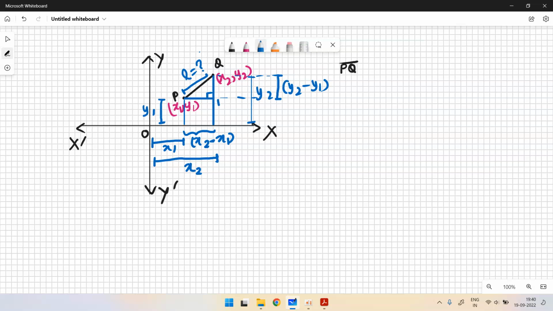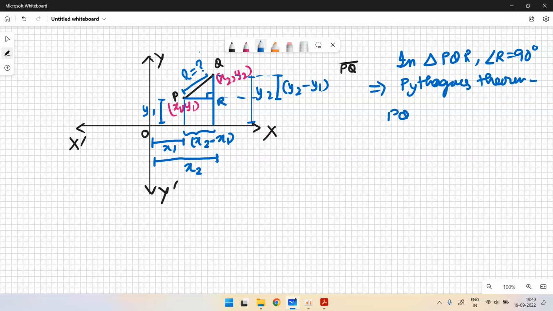Now you can see that this is a right triangle. Let us suppose this is R. So in triangle PQR, angle R is 90 degrees. There is only one theorem you can apply, it is the Pythagoras theorem. So using the Pythagoras theorem, what you get is PQ square is QR square plus PR square. QR is y2 minus y1, so length is y2 minus y1 whole square, plus PR is x2 minus x1, so x2 minus x1 whole square.